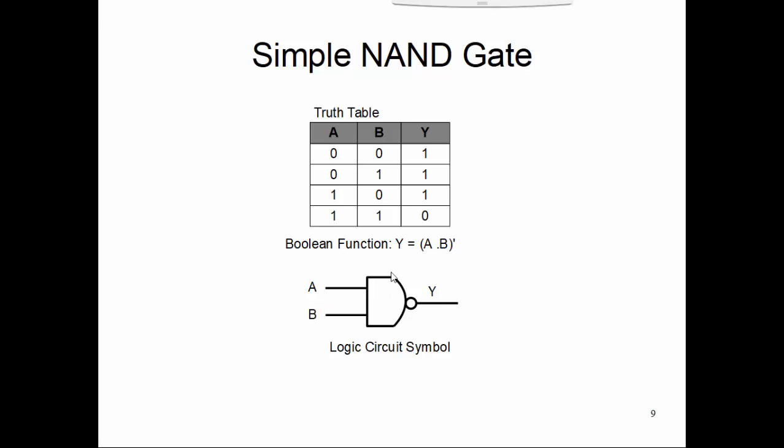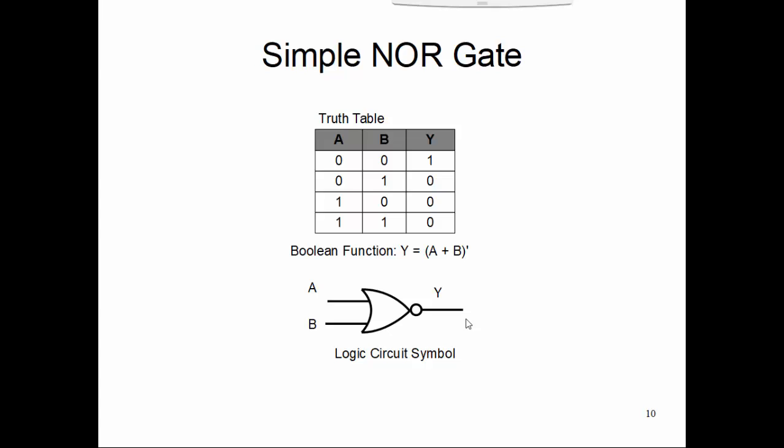And the simple NOR gate is a similar thing with truth table: 0 0 is 1, 0 1 is 0, 1 0 is 0 and 1 1 is 0. The function it realizes is A or B whole bar. For the logic circuit symbol, please look at this and practice drawing it.